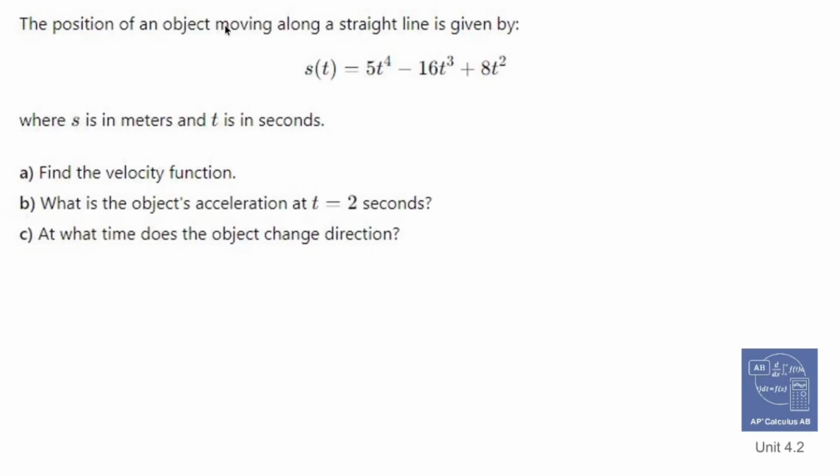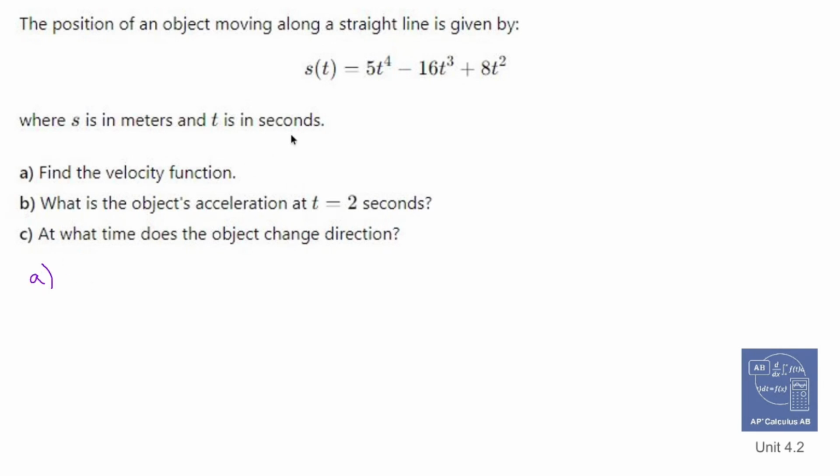The position of an object moving along a straight line is given to you by the function s of t equals 5t to the fourth minus 16t cubed plus 8t squared, where s is measured in meters and t is in seconds. Find the velocity function.